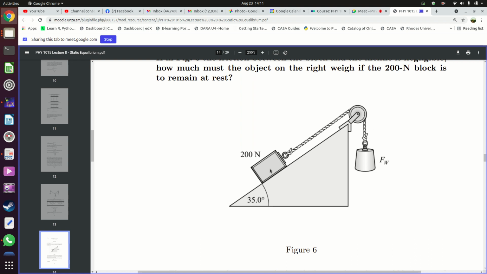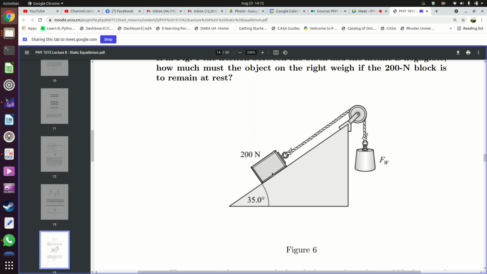So we have identified the weight of this box down. We have identified the normal force pushing against this box. We have identified the tension pulling the box up this way. We want this object to remain at rest, but we have also identified which forces are acting on this object. For this particular object, we have identified the weight pointing down, so you indicate the weight pointing down.